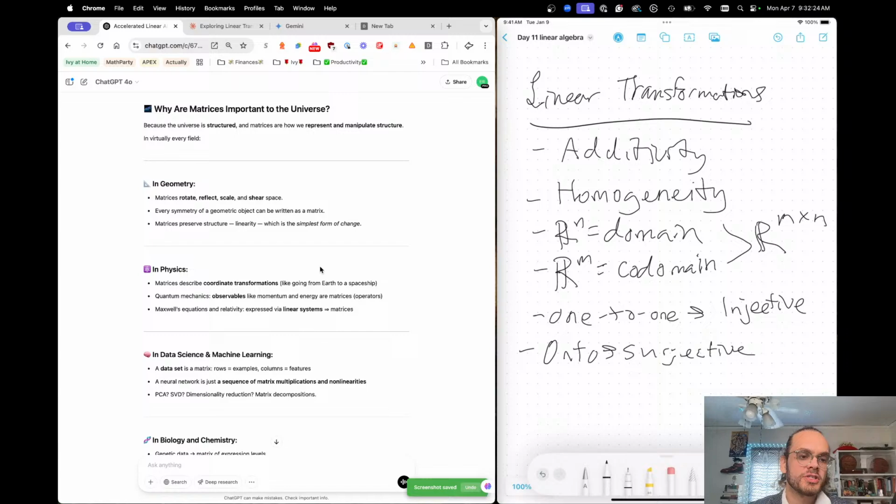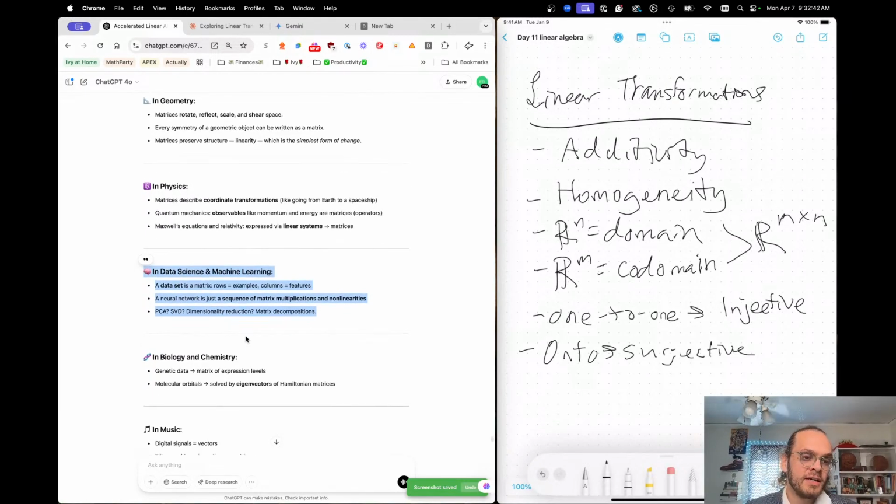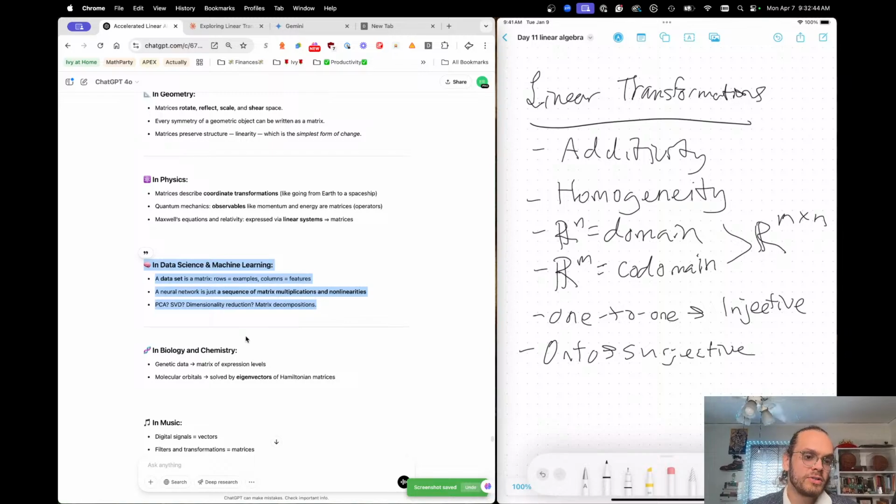Coordinate transformations make sense. X, Y, Z. In quantum mechanics, observables like momentum and energy are matrices, they're operators. Maxwell's equations and relativity are expressed via linear systems, matrices. Cool. I didn't know all this, but this is interesting. In data science and machine learning, a data set is a matrix. Rows are examples, columns are features.